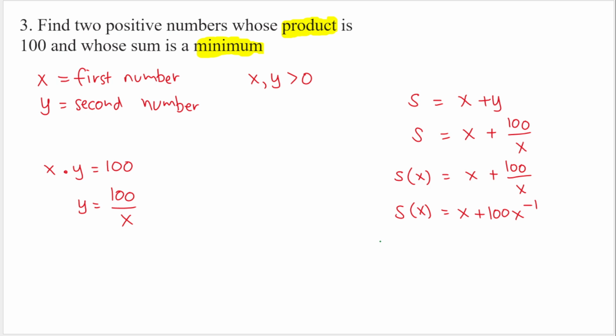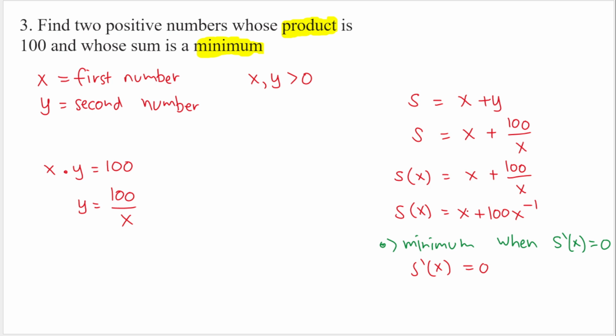Now we want to find out the minimum. So what is minimum? So minimum happens when S prime of x is equal to 0. Okay, now let's rewrite that. So we want to find out that S prime of x is equal to 0. Okay, now let's take the derivative of this function here.